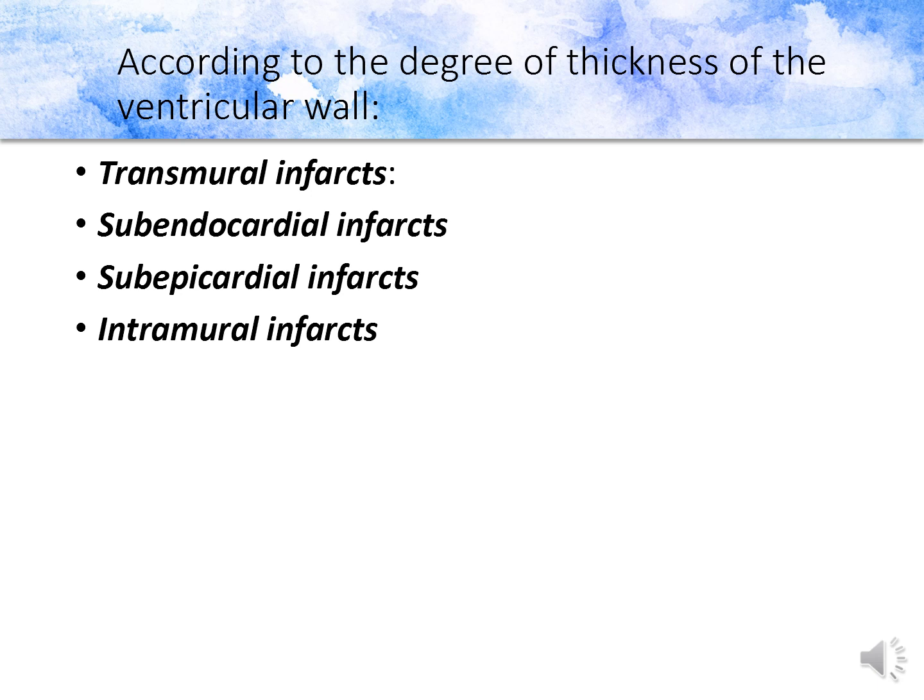According to the thickness of the ventricular wall and the area of the infarction, we may see transmural infarcts, meaning the whole ventricular wall is involved, subendocardial infarcts, when the infarct is within the subendocardial area, subepicardial infarcts, and intramural infarcts.